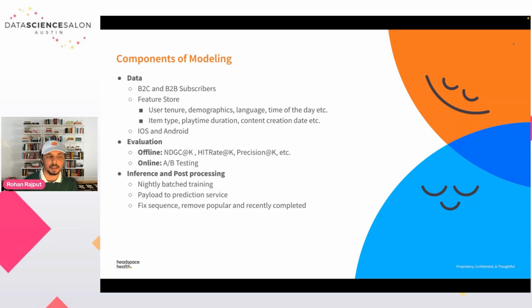Now, the third important thing is that after building these models, we wanted to serve them. A recommendation system is not just the modeling, right? You have to create the entire system. And for that, we have to choose what kind of training we want to do. So we chose nightly batch training. We send our predictions to a prediction service, which is an internal service we created. And we also did lots of post-processing after generating recommendations, like we fixed our sequence, removed popularity bias, and also removed recently completed contents.